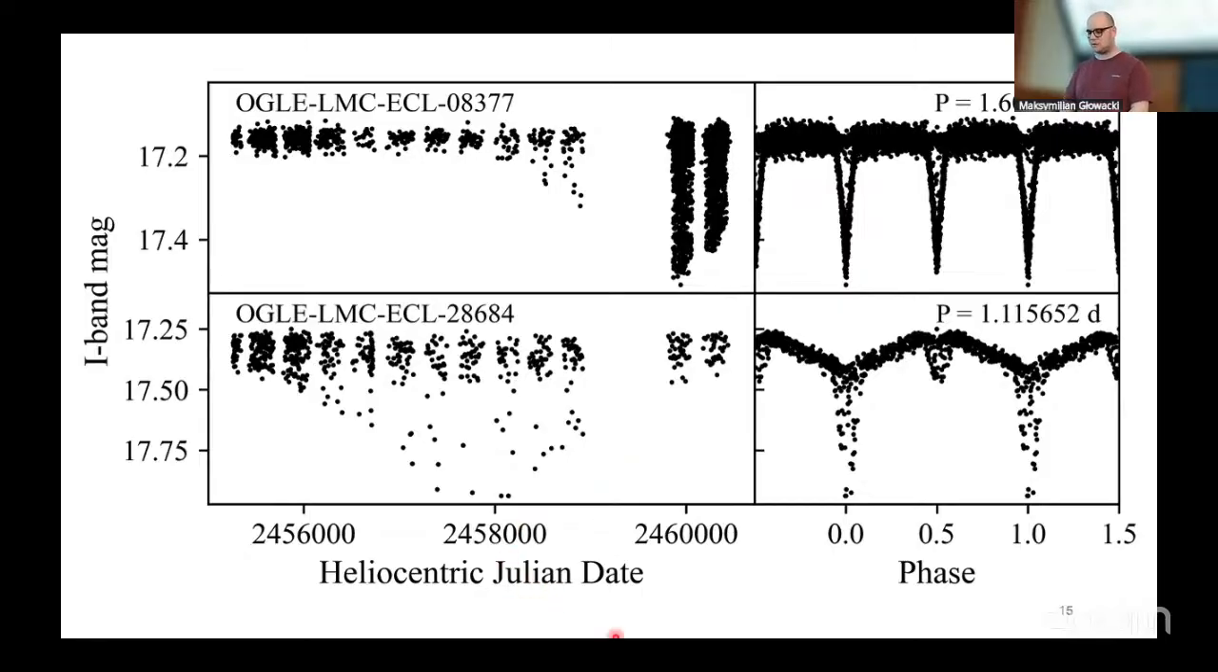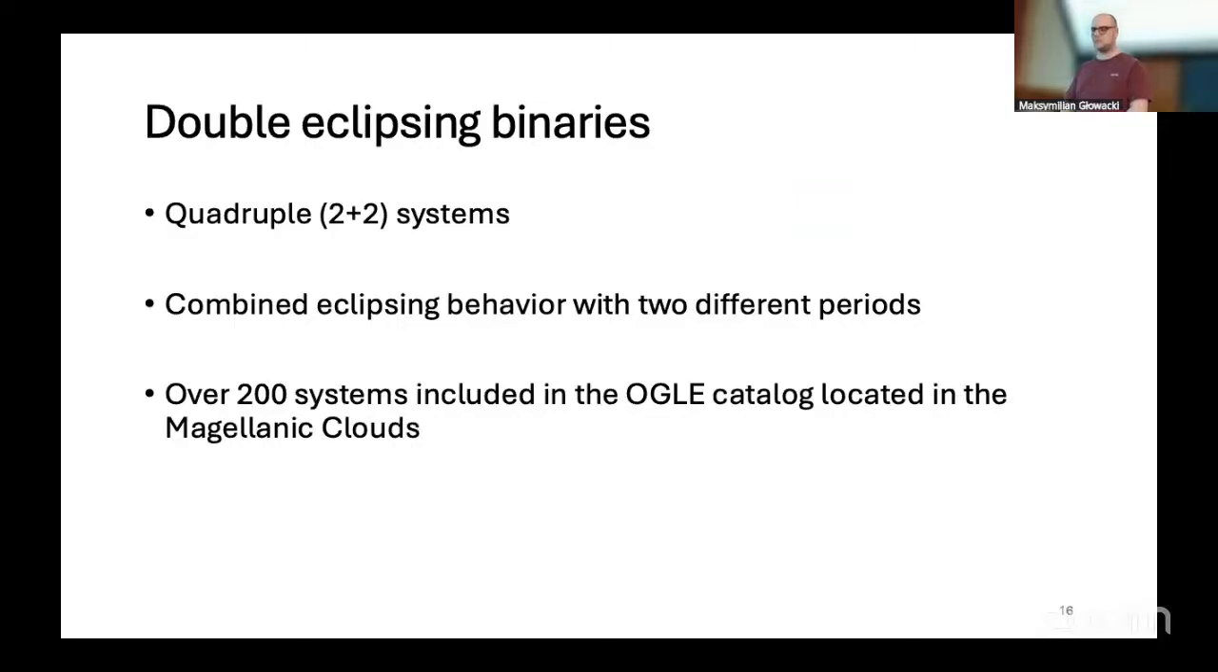Now, the second type of interesting objects are double eclipsing binaries, which are quadruple 2+2 systems. So we have two pairs of eclipsing binaries together, and they show eclipsing behavior with two different periods.